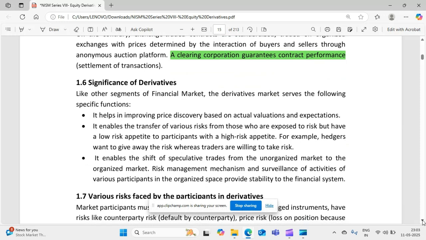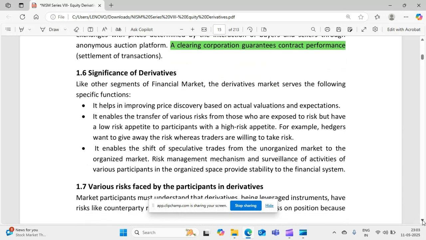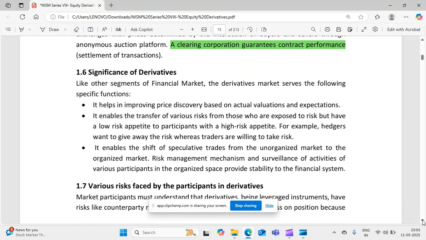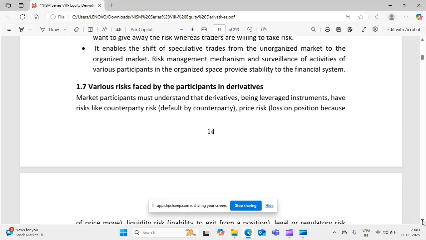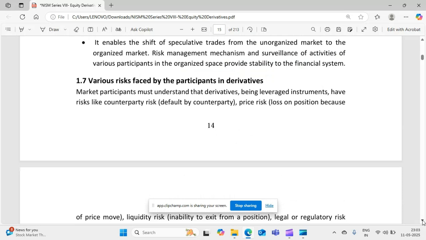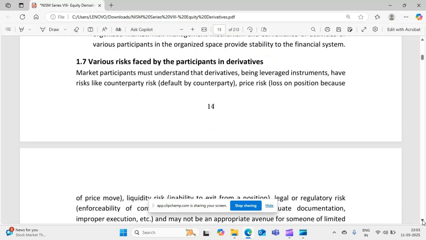What are the various risks faced by participants in derivatives market? So this essentially means that if you are a participant in derivative market, and please remember that there are three participants: hedgers, speculators, and arbitrageurs. Of course, you can call them investors or by any other name also. So what are the risks that you will face?